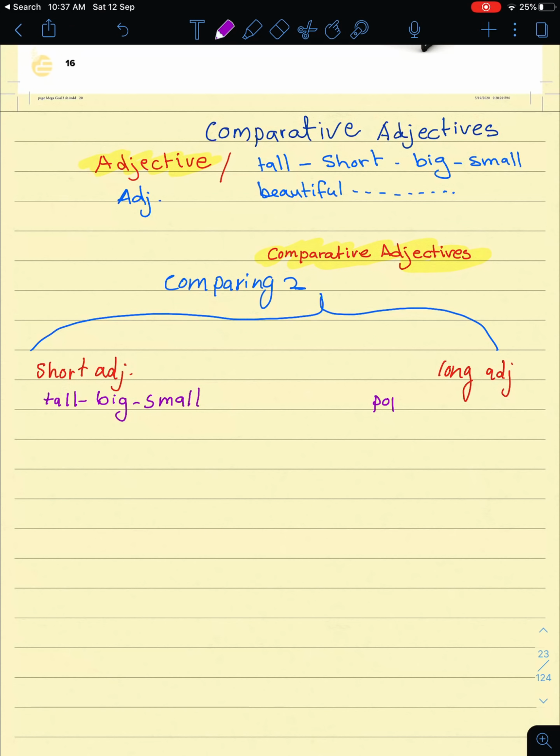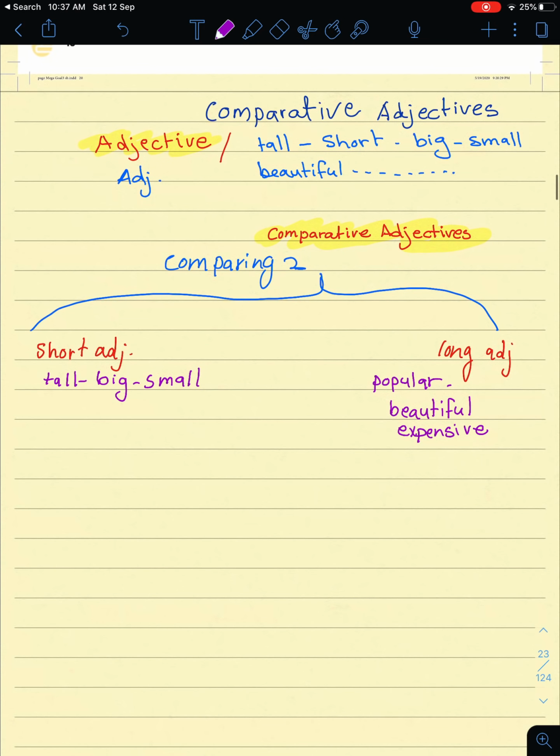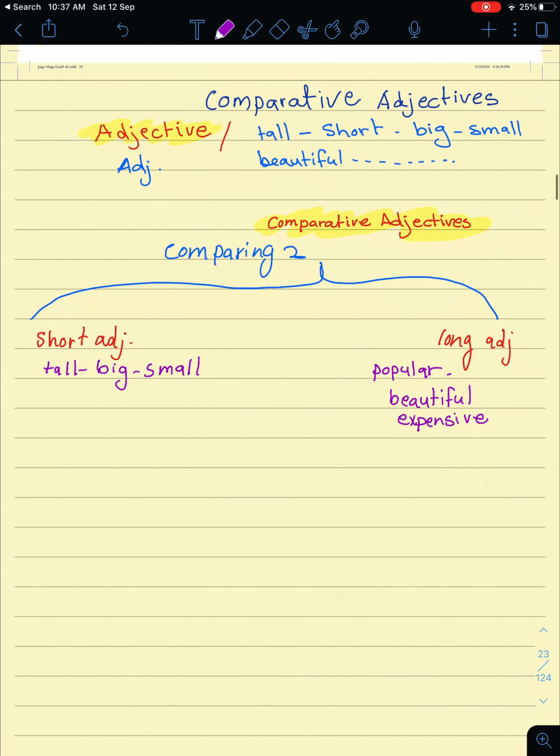For example, popular, beautiful, expensive. لاحظوا طريقة نطقي لهم. These are what? Yes, long adjectives. And this is very important because each one has a certain rule. كل واحدة منهم لها طريقة معينة.